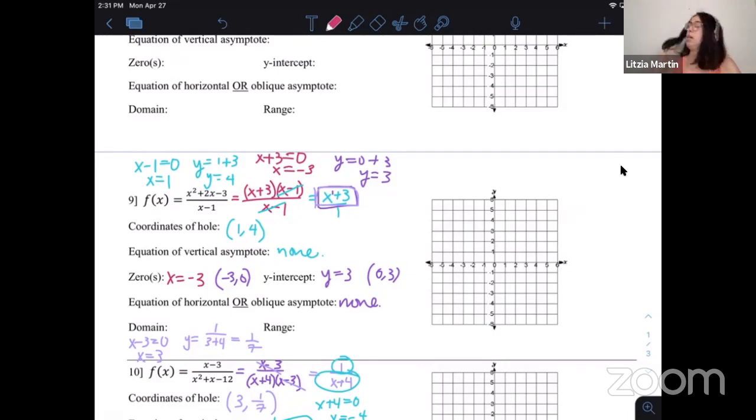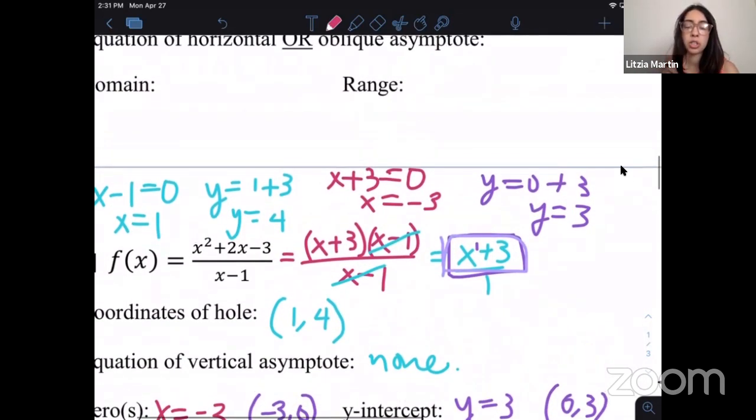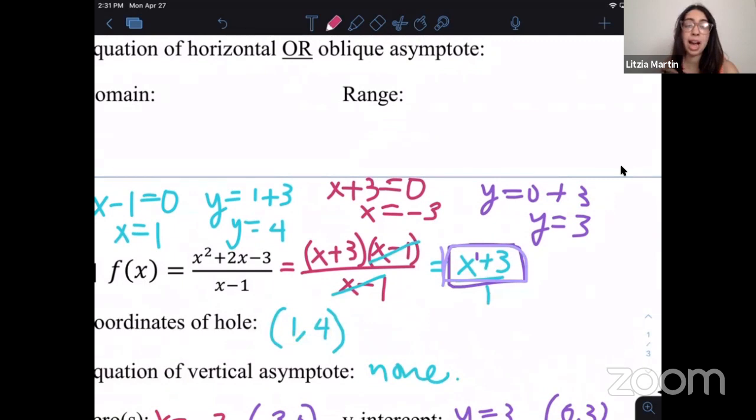So you can use either one, but when it is top heavy is when I would refer to the simplified one, because that is when you might have that possibility where it could end up being a line with a hole in it. Because if it's top heavy, then that means that you could end up with the 1 in the denominator, making it just a line.